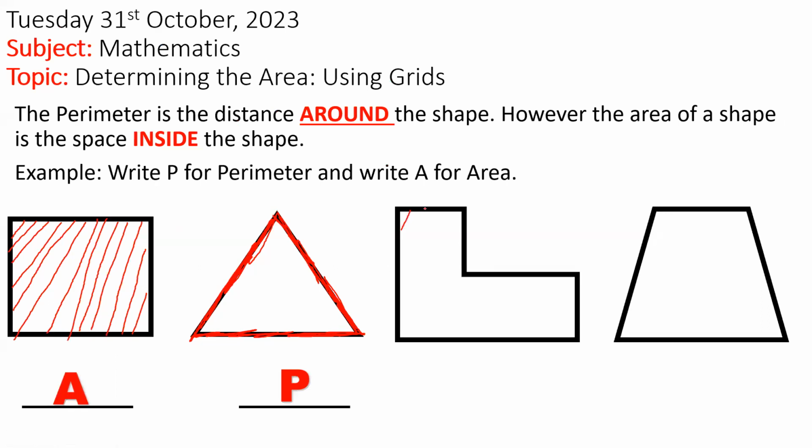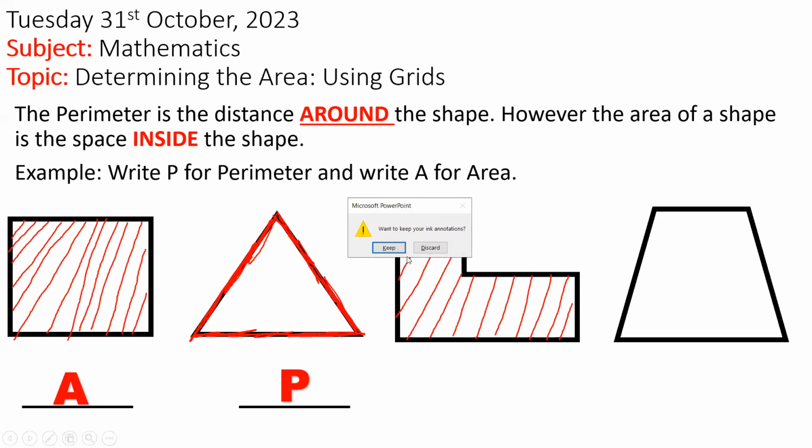What if I have this thing right here? Write P or A for me inside the chat. What if I have this portion outlined right there, the portion that's inside? What is that referring to? Is that referring to the perimeter of this shape or the area of the shape? Put P for perimeter inside the chat and put A for area.